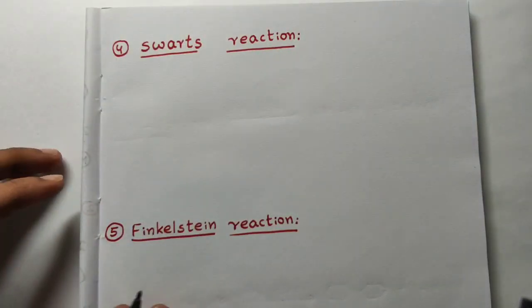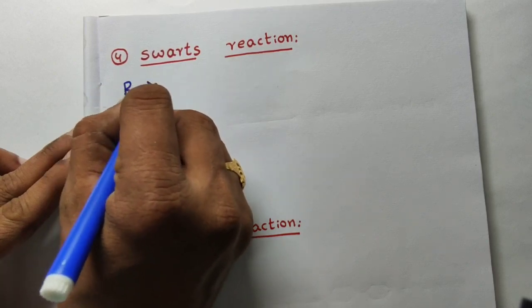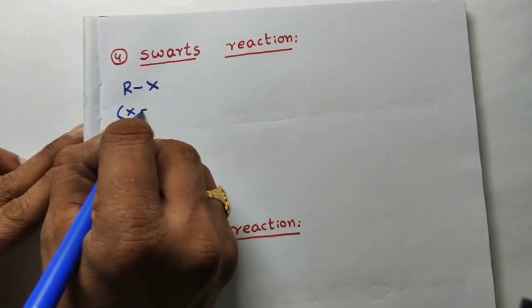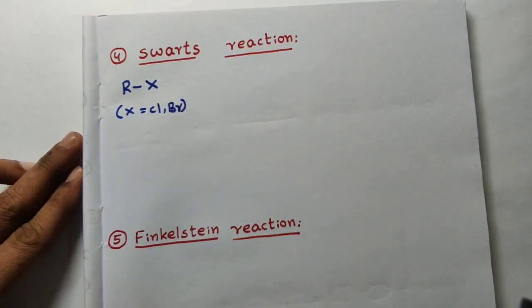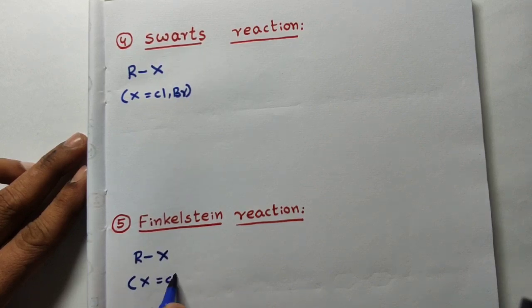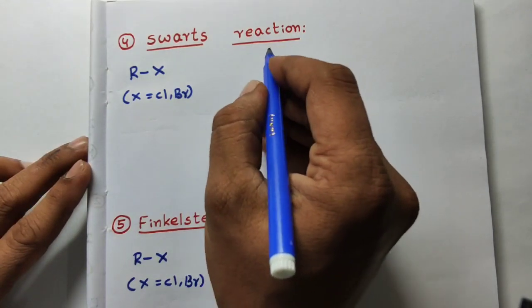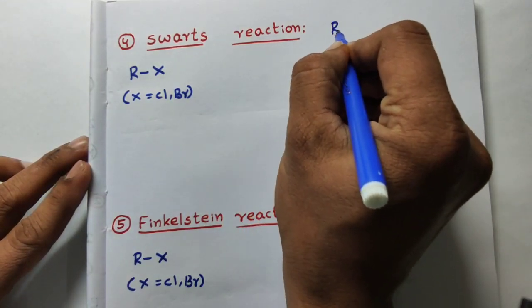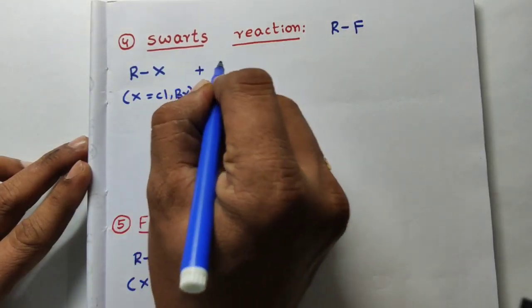Look at this. First, Swarts reaction. Here first we have to take alkyl halide. Here the halogen can be either chlorine or bromine. Even Finkelstein is also the same. Alkyl halide. What is the halogen here? Either chlorine or bromine. Next, in Swarts reaction we have to prepare alkyl fluoride. What do we have to prepare? Alkyl fluoride. That's why you take AgF.